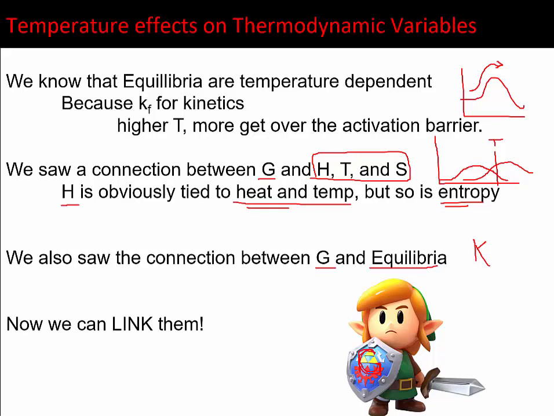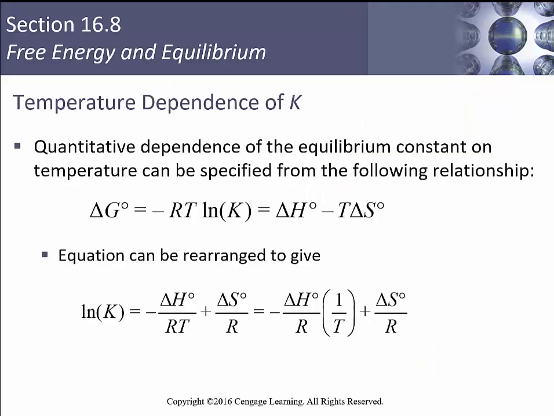I forget the Triforce. He's got the G-force. We can take our traditional thermodynamic variables, enthalpy, temperature, entropy, and connect them to equilibria. So our quantitative dependence on the equilibrium constant and the temperature can be specified from the following relationship.